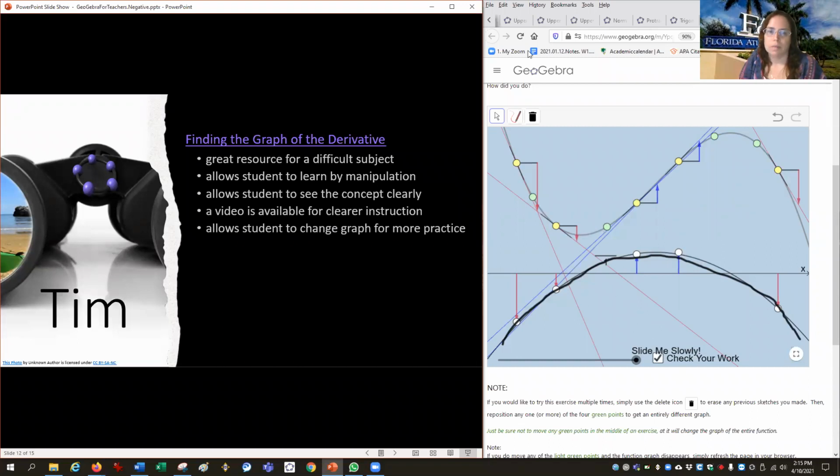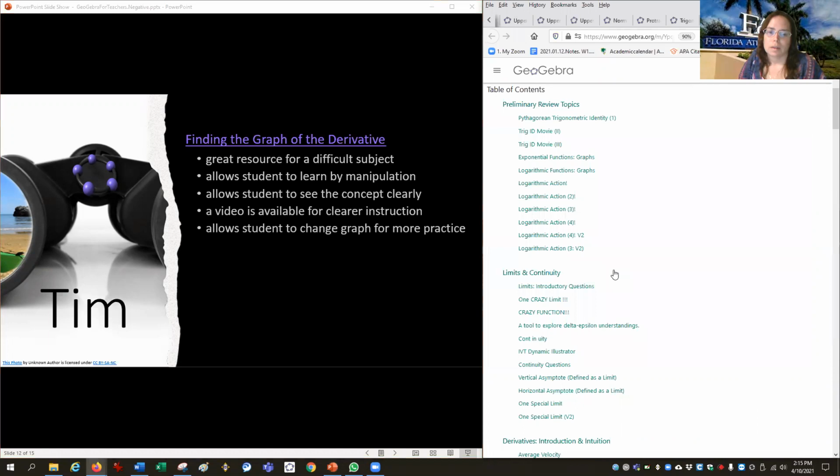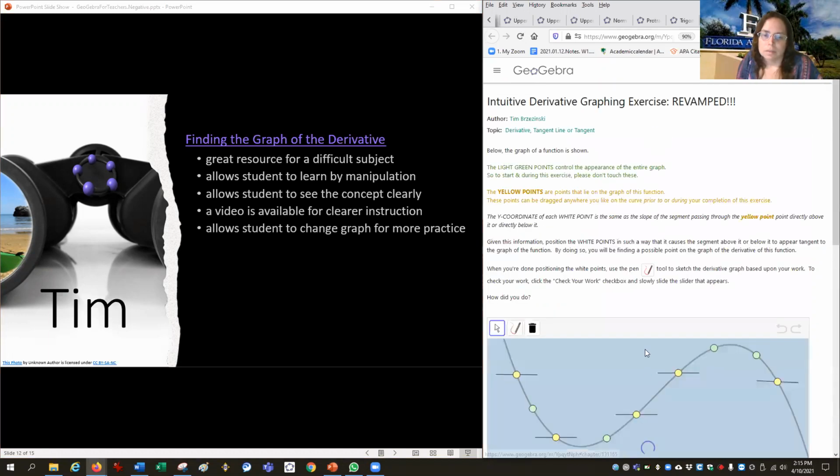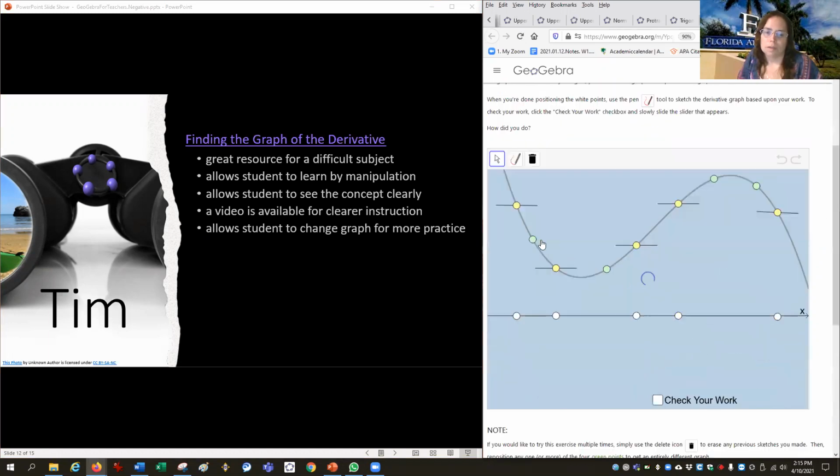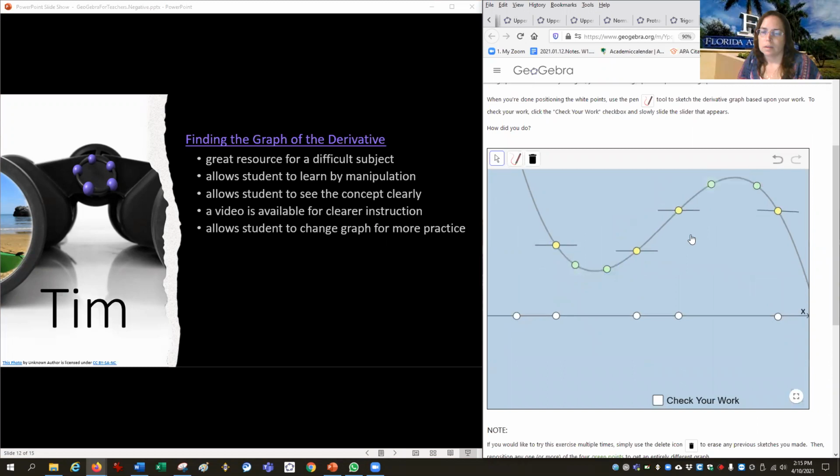So we can come down here and I can move these around and make a new curve if I wanted, and then do it again with a different curve.